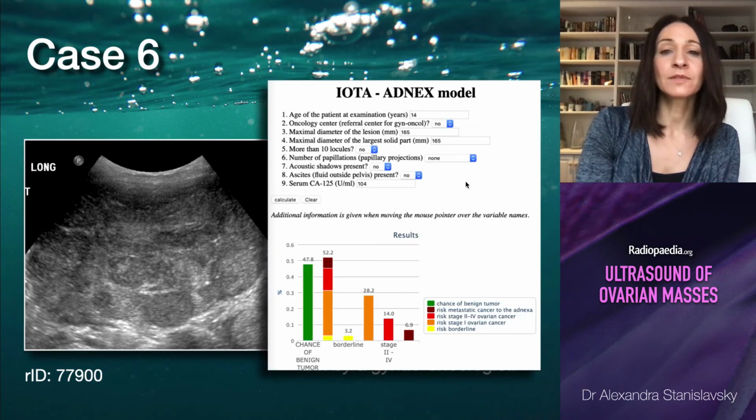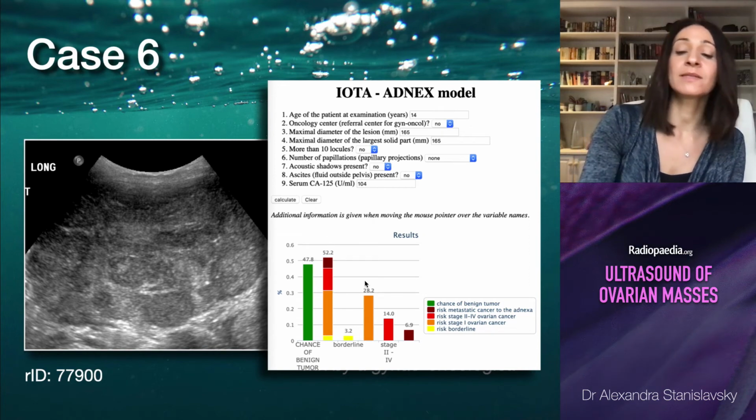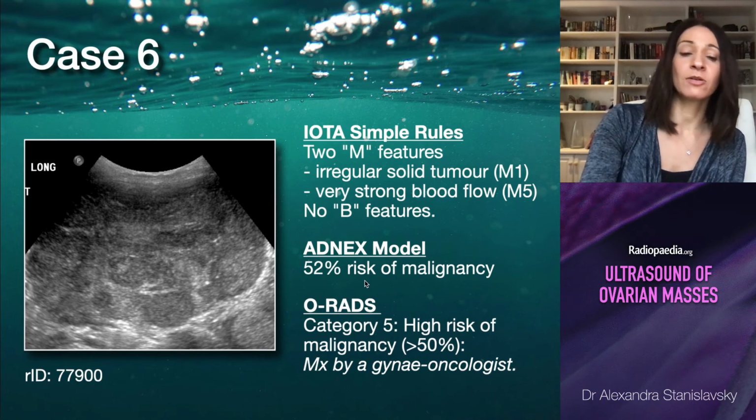ADNEX model, so with the lesion details of this tumor, ADNEX is very worried. It gives it a 52% risk of malignancy, and it's erring towards the higher grade tumors. And O-RADS is also very worried, category 5.